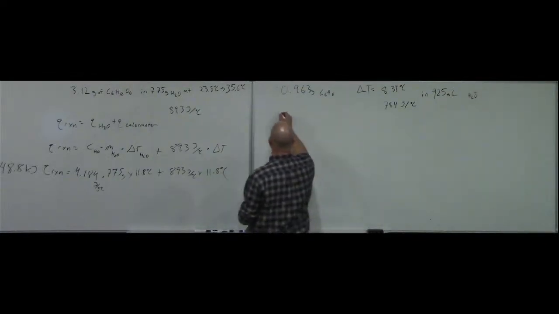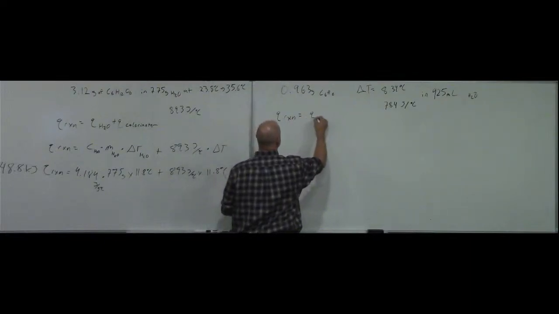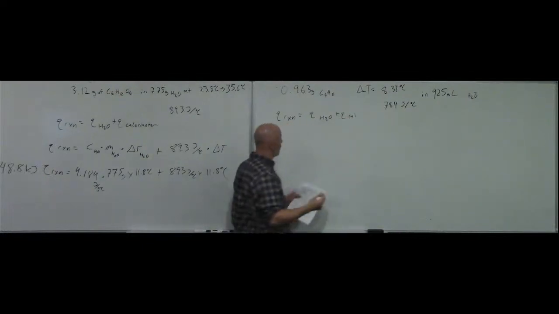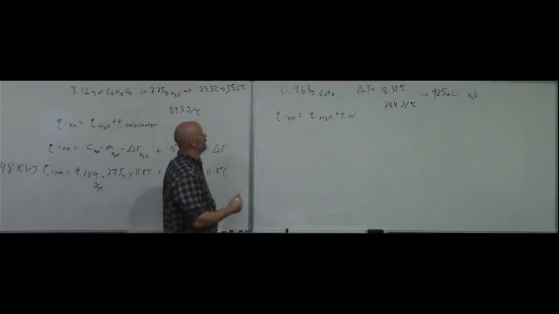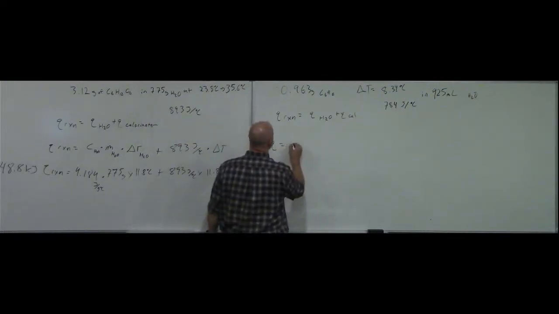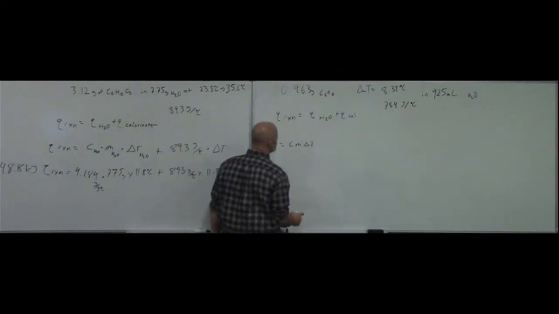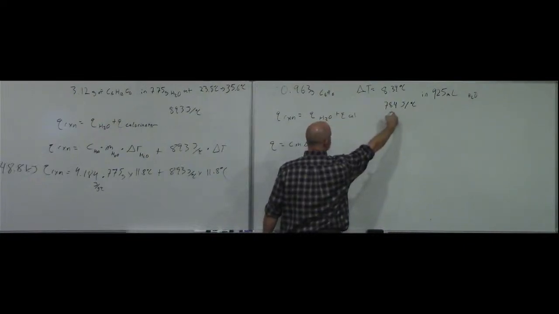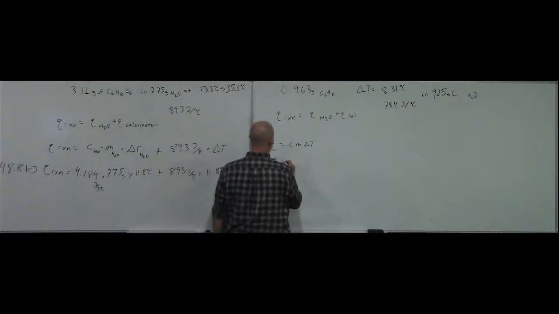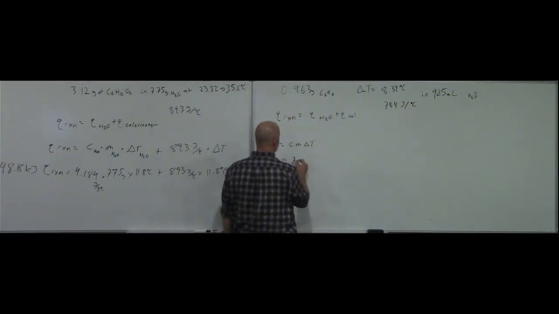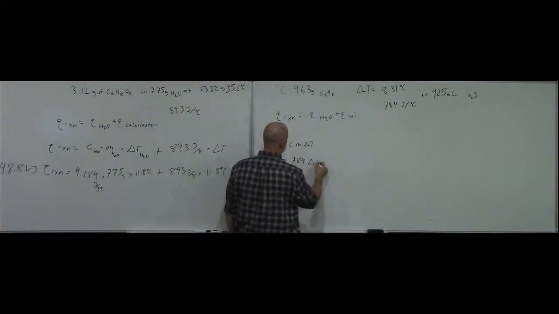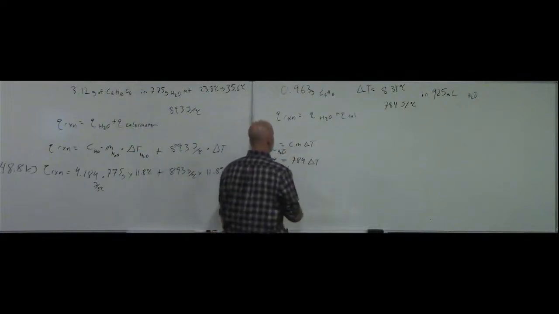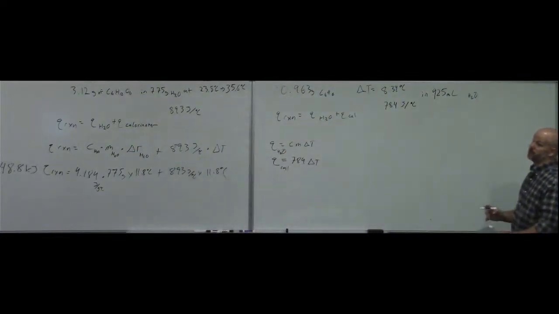So the Q of the reaction equals the Q of the water plus the Q of the calorimeter, right? So I need to account for both of those. If I want to solve for Q, Q equals Cm delta T. If I want to solve for joules here, Q equals 784 times delta T of the calorimeter, and this is the Q of the water, right? And so this should be easy. This should be straightforward.